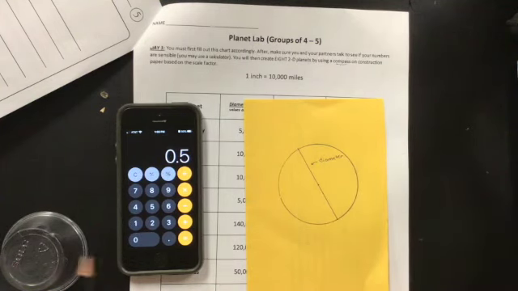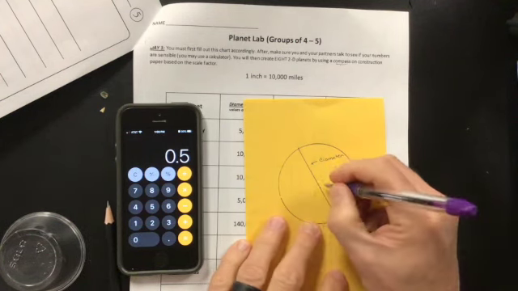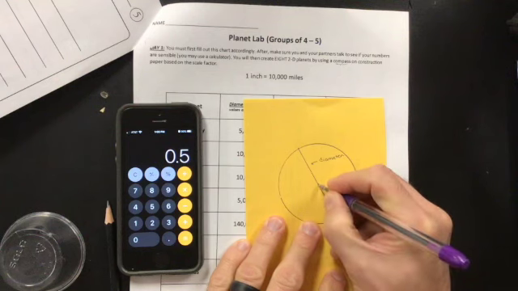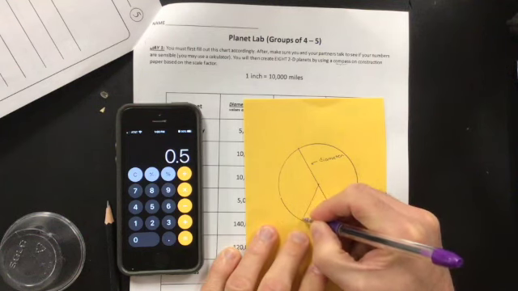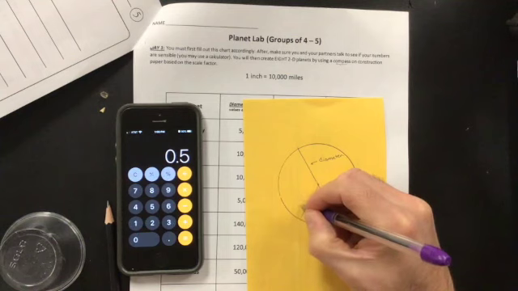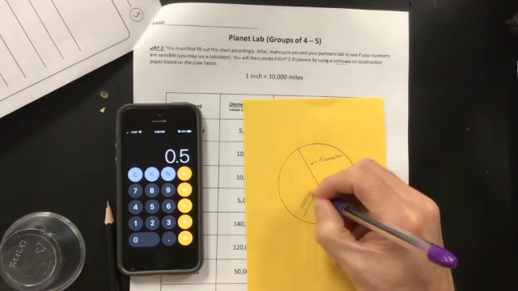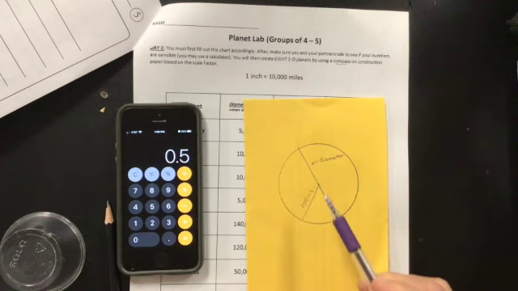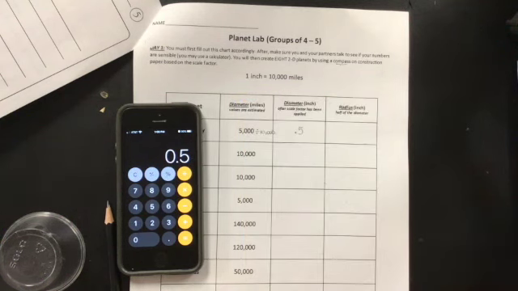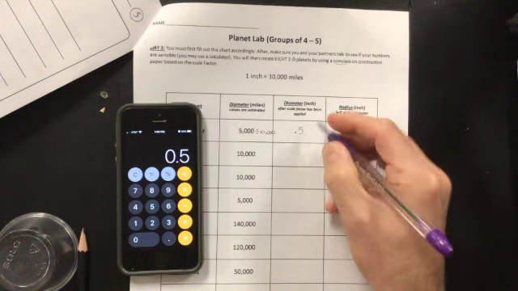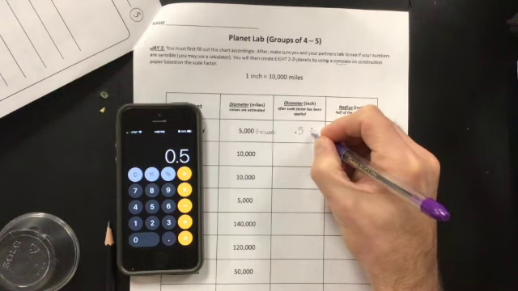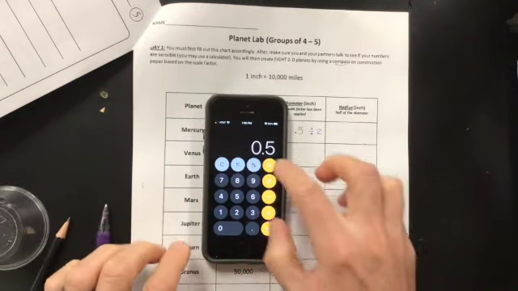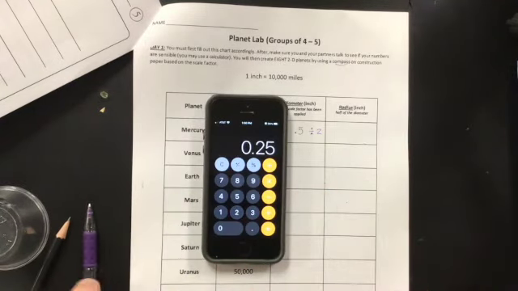The radius is only half. So the radius would be from the center point out to the edge. That would be the radius. Okay? So to figure out the radius, you just take the diameter and divide it by 2. So you take this number right here and divide it by 2. So I take 0.5 divided by 2 equals 0.25.